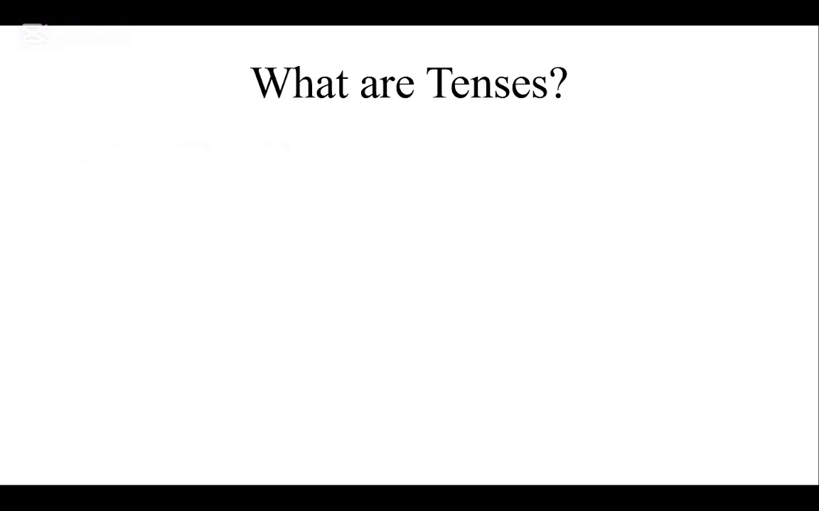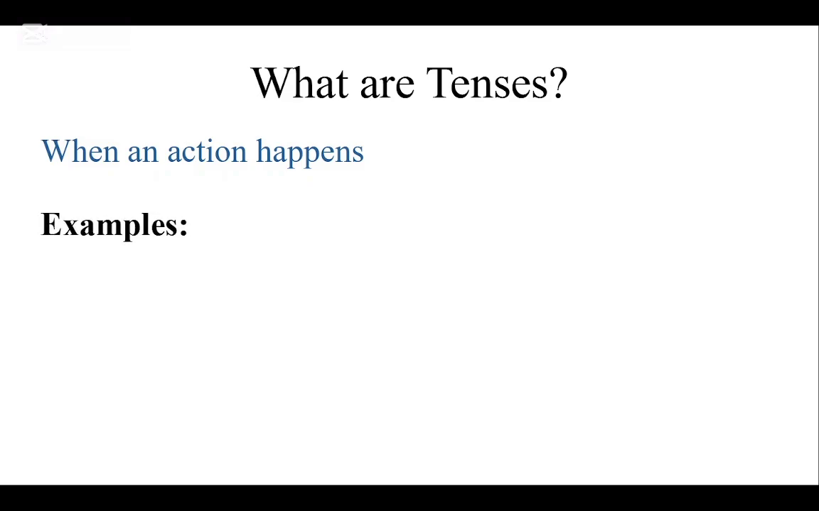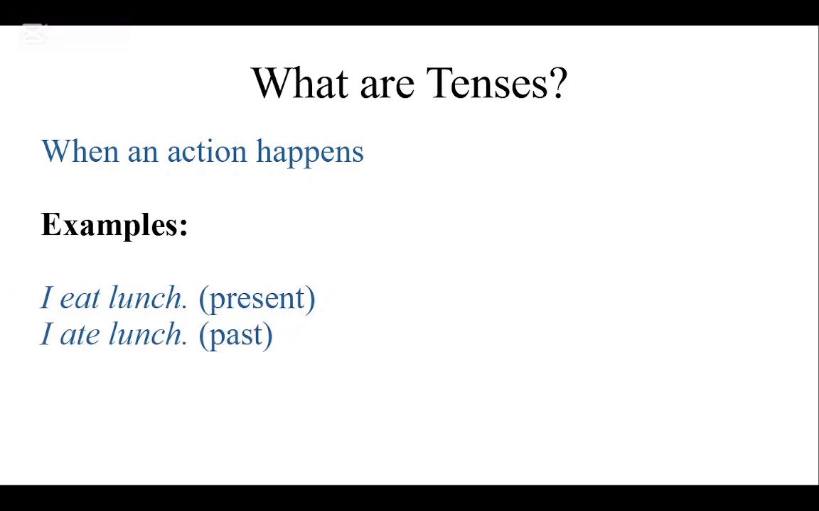To start with, let's talk about what tenses are. In English, tenses are used to show when an action happens in the past, the present, or the future. Let's look at these examples. I eat lunch, that's the present. I ate lunch, that's the past. I will eat lunch, that's the future. Tenses are essential for communication because they help the listener understand when something took place.